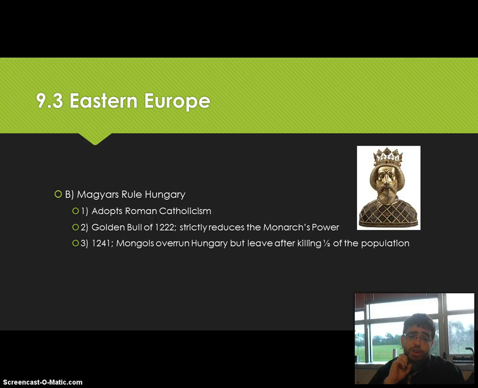Then we get the Magyars to start ruling Hungary. They adopt Roman Catholicism. We're going to talk about that in class. And they had this thing called the Golden Bull of 1222, which strictly reduces the monarch's power. So this was kind of like the Magna Carta in England, which we'll go over later. And if you remember your civics, it's a way to reduce the power of the monarchs and give more power to the nobles.